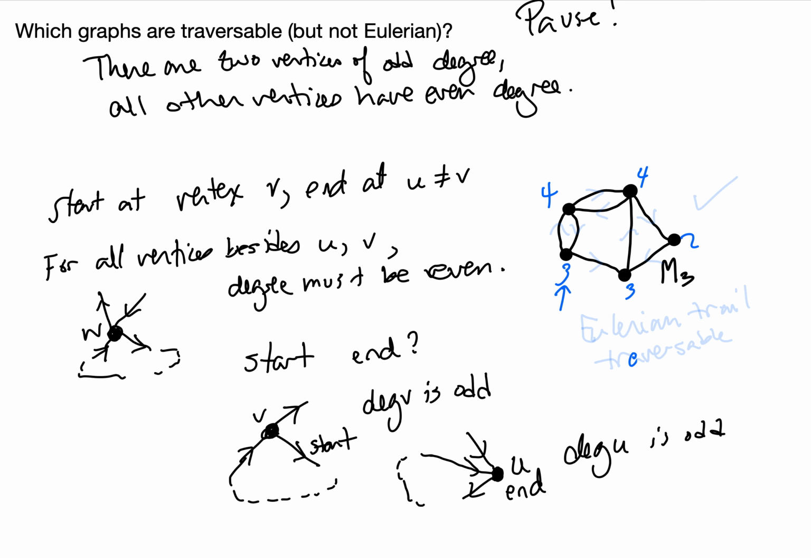So if we start there, we could go this way, this way, this way, this way, and we could go up or down, it doesn't matter. Let's go up and over and down and over. And yes, that was an Eulerian trail, or in other words, that graph is traversable, and the trail through that graph begins at one of the odd degree vertices and ends at the other odd degree vertex.